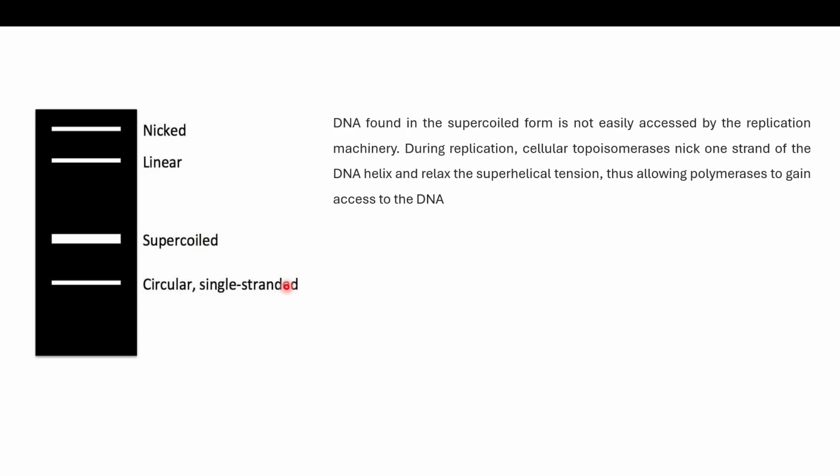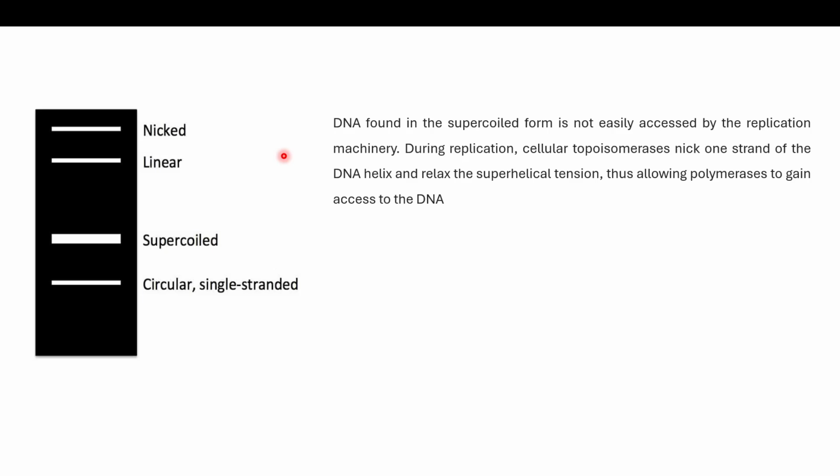Next, DNA found in the supercoiled form is not easily accessed by the replication machinery. So, during replication, cellular topoisomerases can nick one strand of the DNA helix and relax the superhelical tension, thereby allowing the polymerases to gain access to the DNA. This is the nicked form, which is the largest of all due to its overall size, and it runs the slowest on an agarose gel.